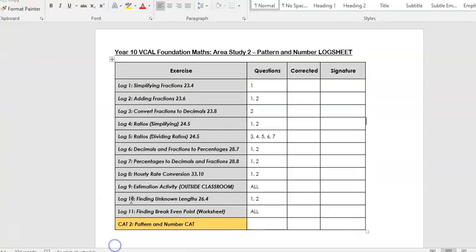This is a video tutorial looking at the exercise on ratios. This here is from the log sheet work of log 4, ratios, simplifying, and there's also log 5, ratios, dividing ratios. This tutorial is going to be both for log 4 and log 5 from the pattern and number area study.